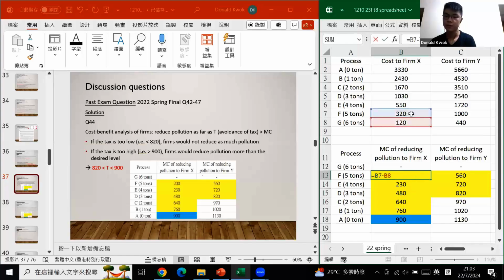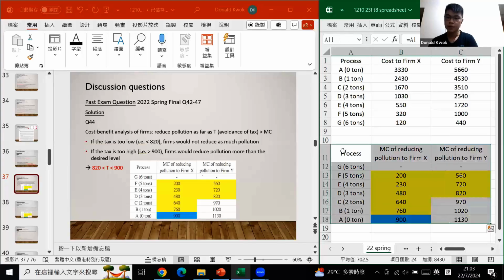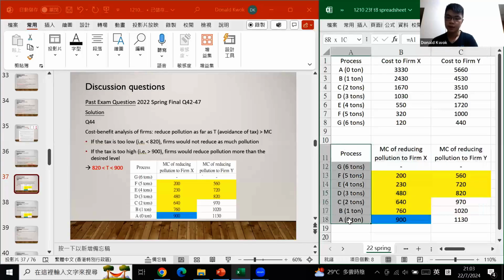It would simply be 320 minus 120, because if firm X would like to reduce the first ton of emission, it will move from using process G to process F, and the additional cost required is 200. And by the way, for the marginal cost table here, I reverse the order, from higher level of pollution to a lower level of pollution, simply because we'd like to see how firms are going to make decisions on whether to reduce the pollution amount.